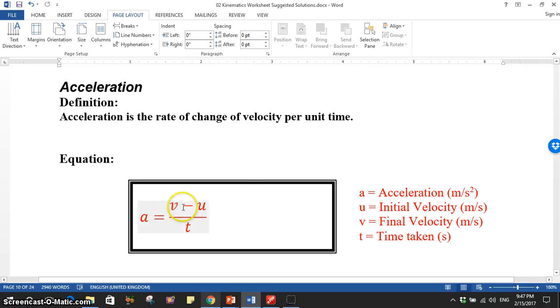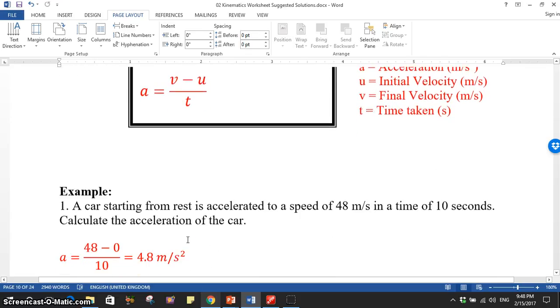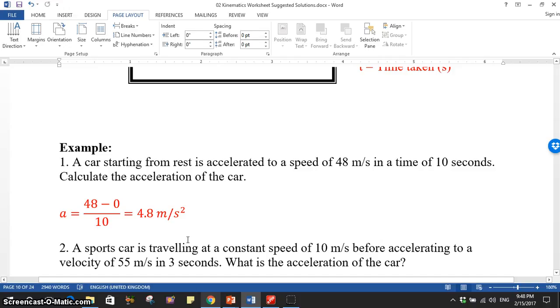So we have a equals to (v minus u) over t, where v is the final velocity, meaning the speed you end with, u is the initial velocity, the speed you start with, and t is the time interval, which is the time taken between these two speeds. Now let's take a look at one example over here.